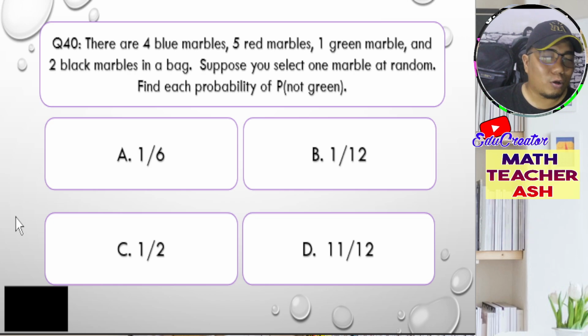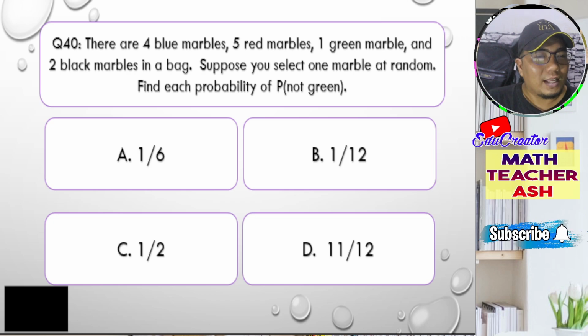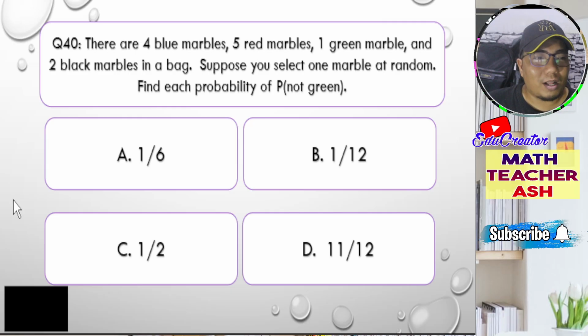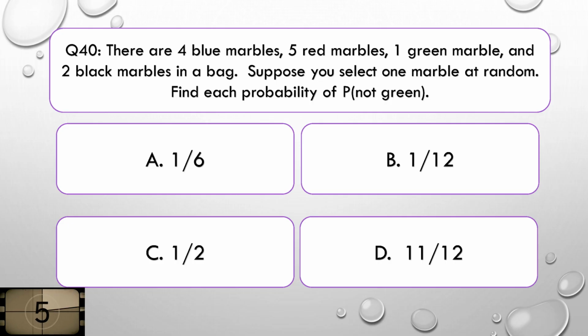And now we go to question number 40, the last question. Same scenario, but what is asked here is not green. Okay, not green. So is it A, 1 over 6, B, 1 over 12, C, 1 over 2, or D, 11 over 12? I'll give you 5 seconds to think about your answer.